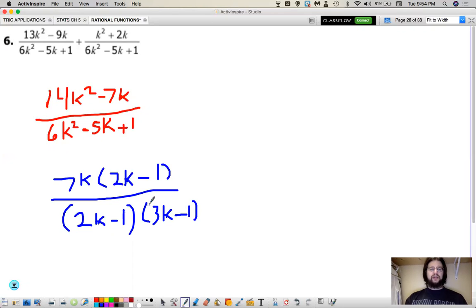I'll go ahead and do the AC method on that one. That one's a little trickier. 1 times 6 is 6. You need to add to negative 5. Factors of 6 that add up to negative 5. You might be tempted to do 6 and negative 1, but that's a positive 6, isn't it? So be careful. You have to have the same sign because this needs to be positive. So that's a negative 2 and a negative 3.